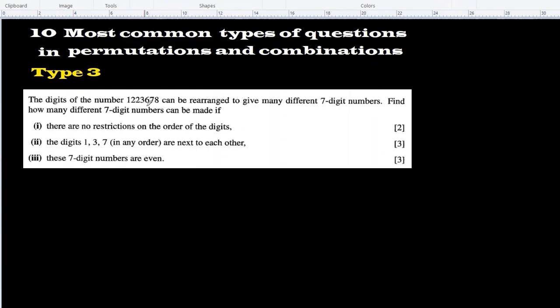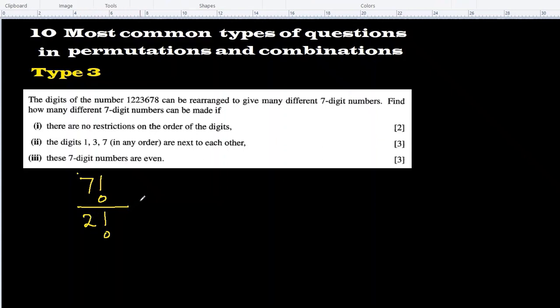The digits are 1, 2, 2, 3, 6, 7, 8, and we want to make 7-digit numbers out of them. So it's just like the word we practiced before this, assessment. So 1, 2, 2, 3, 6, we want a 7-digit number, so it will be 7 factorial. There are 7 of them, right? Yeah. But 2 is repeating. Not because of the digit 2, but because there are two 2s, and they can take each other's place.